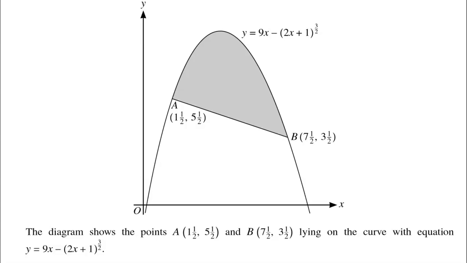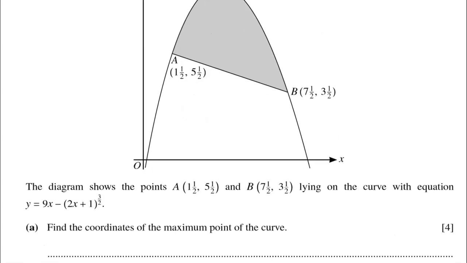So the diagram shows the points A and B, they give the coordinates, lying on a curve with an equation, and we have the equation. All right, well, that's lovely, isn't it? The question then says, find the coordinates of the maximum point on the curve.